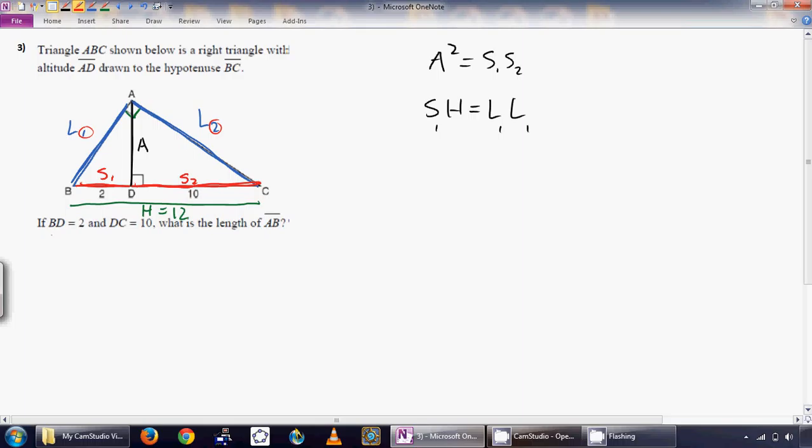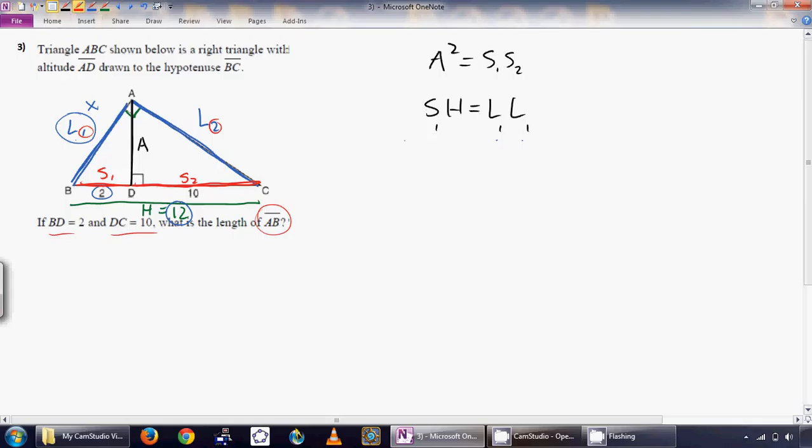It says if BD is 2 and DC is 10, which we already have in there, what is the length of AB? AB turns out to be my leg. So I'm going to set that equal to X, and I'm probably going to use shell 1, because I have segment 1, I have my hypotenuse, and I'm looking for leg 1, which is the last variable. So this will be a single variable, and easy to solve.